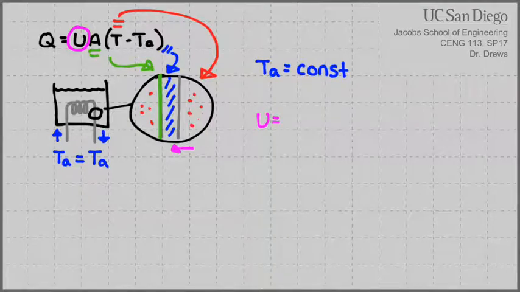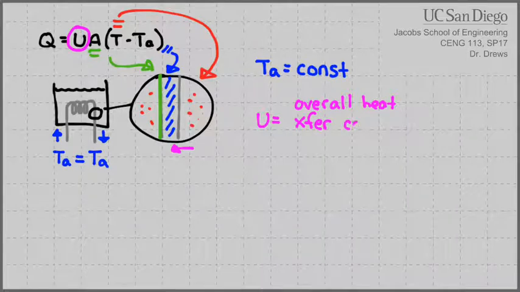U is called the overall heat transfer coefficient, which is another number that we essentially have to give to you at this point. When you take your heat transfer class, you will learn how we either calculate U or generally we will look it up from correlations. But U is a number that we have to give to you.